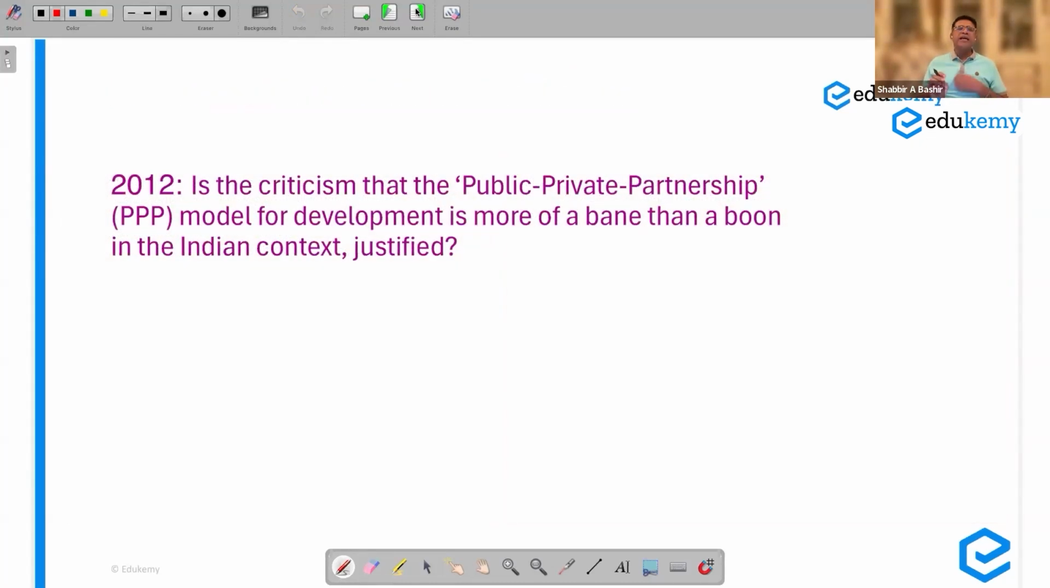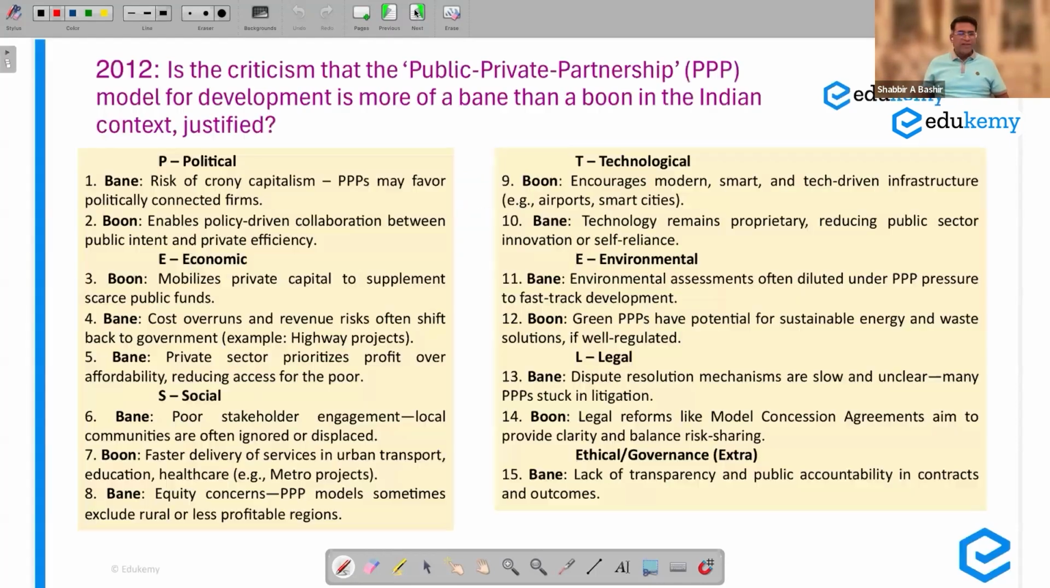Another topic is the criticism that the public-private partnership model of development is more of a bane than boon in the Indian context. So again, a bane-boon debate, and the topic is about public-private partnership. Again, the same thing. There's a political dimension. What's the boon? What's the bane? The economic aspects. What's the boon? What's the bane? And I've covered all the dimensions here. Rather than me just reading out, I'll suggest you pause the video, read this, and make some jottings on how, using these points, you can elaborate a particular essay.